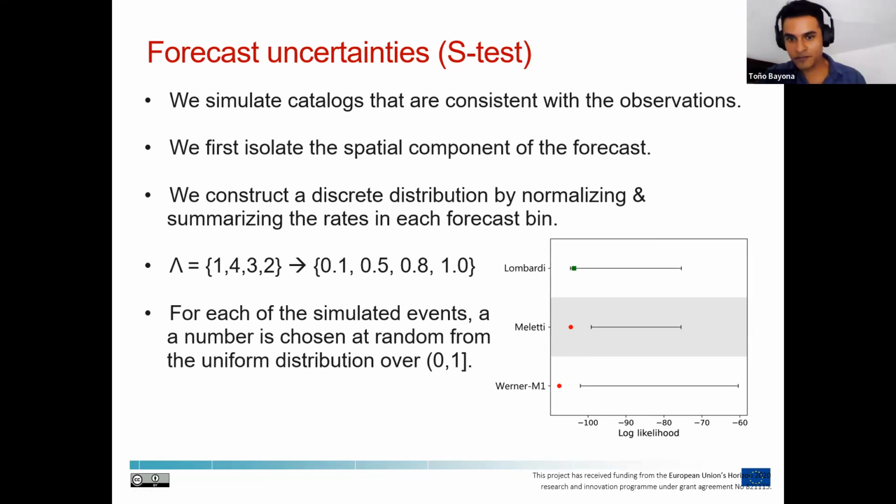In other cases, for example here in the model for Meletti and Werner M1, the expected distribution of epicenters is not consistent with what the catalog is actually showing.